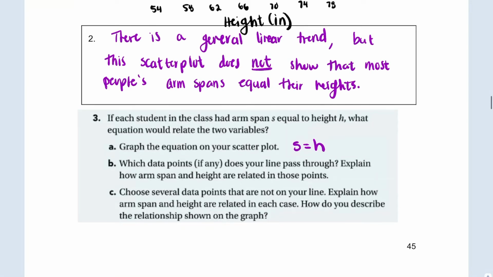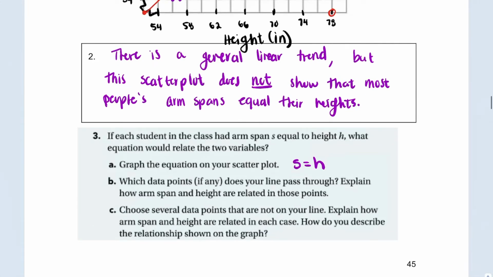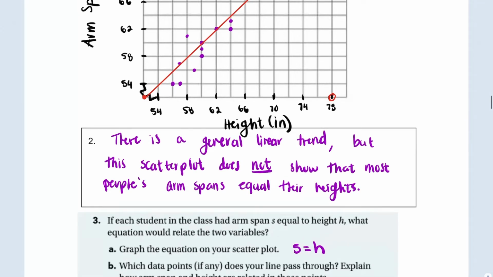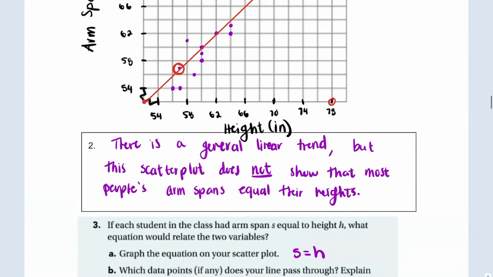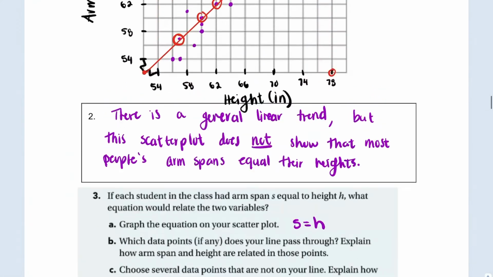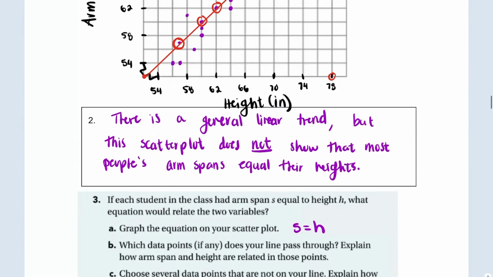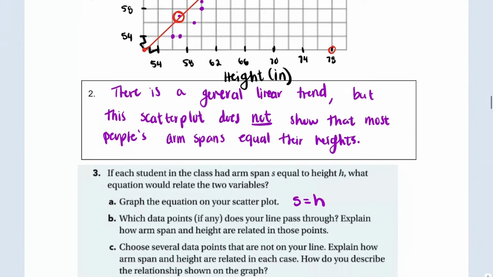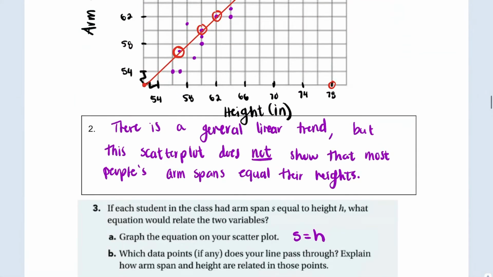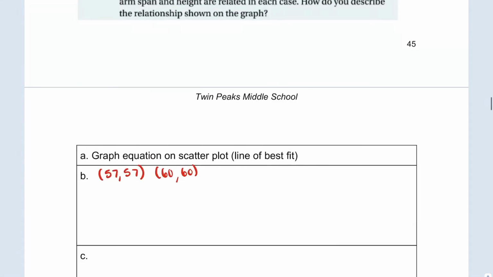It says, which data points, if any, does your line pass through? Explain how arm span and height are related in those points. In my graph, my line passed through a few of my points here. 1, 2, and 3. So that looks like 57. Yeah, 57. So I'm going to write the 3 points. Write however many points it passes through, if any. Emphasis on if. You might not have any at all. I have one at 60, 60. And then I also have one at 62, 62.